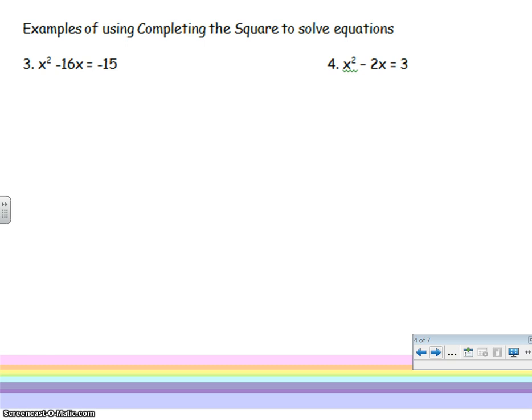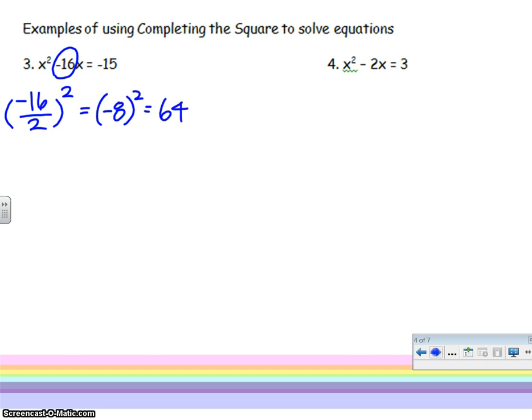When we look at number 3, we see that on the left-hand side we just have x squared minus 16x. So we're going to identify that negative 16 is our value for b. We need to figure out what term we're going to add to both sides to make that a perfect square trinomial. So we will do negative 16 divided by 2, and we'll square that. So we have negative 8 squared, which is 64.